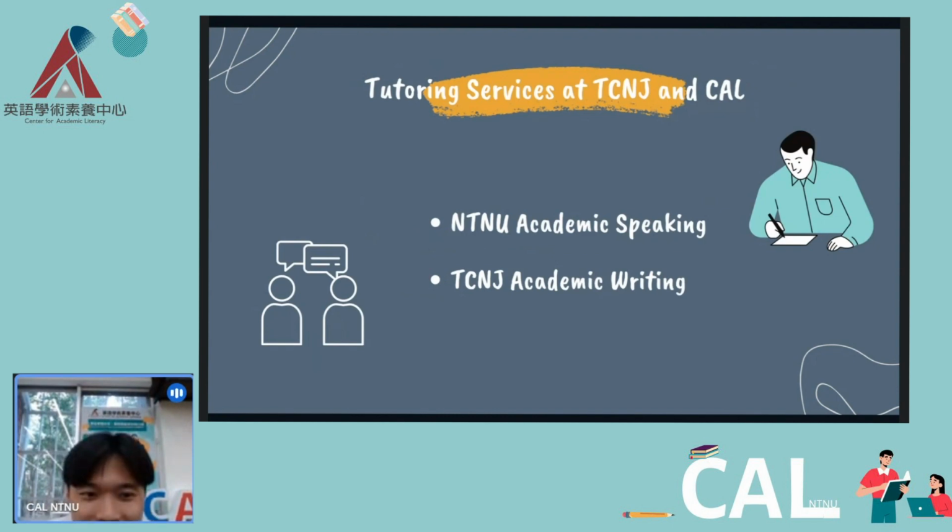And now I want to talk about the tutor services that I mentioned earlier. This is quite interesting because not only does TCNJ have this tutor session service, but NTNU also has this kind of service, which is called CAL, Center for Academic Literacy. Like most colleges in the States, TCNJ offers tutoring sessions, where students can find help, whether it's about English academic writing or one of the classes they have, for example Spanish, or any other writing classes you have as well.